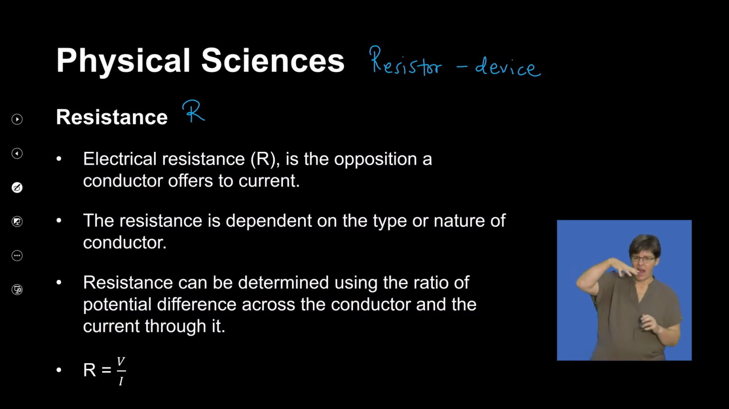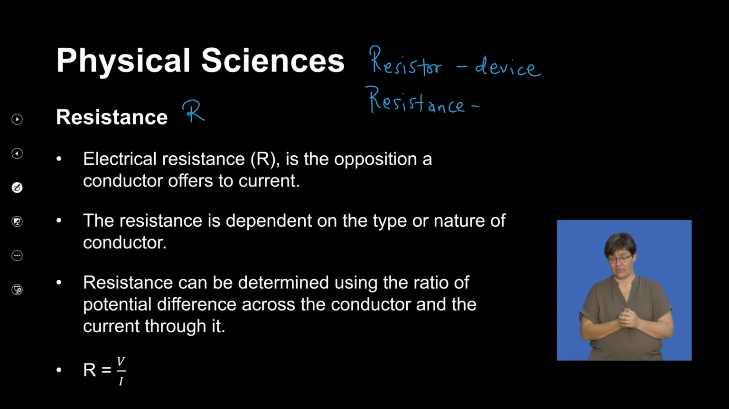And then resistance is the quantity, right? So resistance is the quantity, okay? And then the ohm is the unit, okay? So what is resistance? Generally, it is the opposition a conductor offers to current, okay?